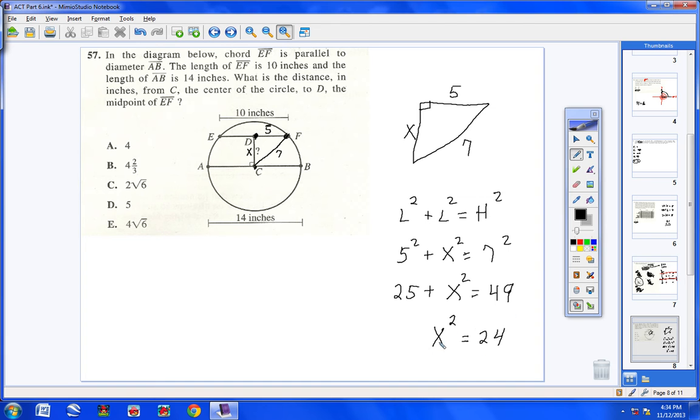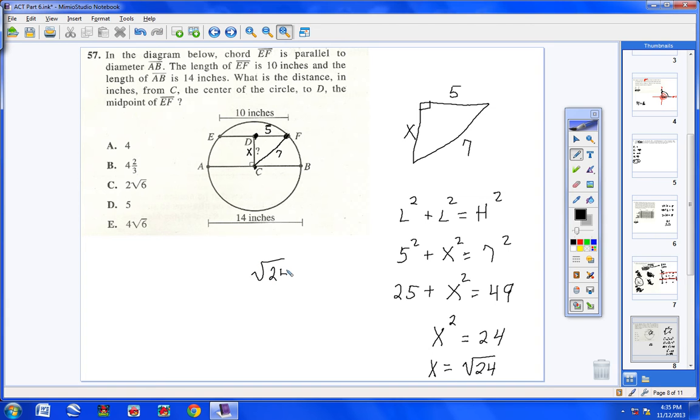But now I don't want to know what X squared is. I want to know what X is. So I must take the square root of X squared. If I take the square root of X squared, I get X. But if I take the square root of one side, I must take the square root of the other side, in which I would get this. Now, usually you put plus or minus. In this case, we're not going to, because we're dealing with length, and length is never negative. So my answer is the square root of 24.